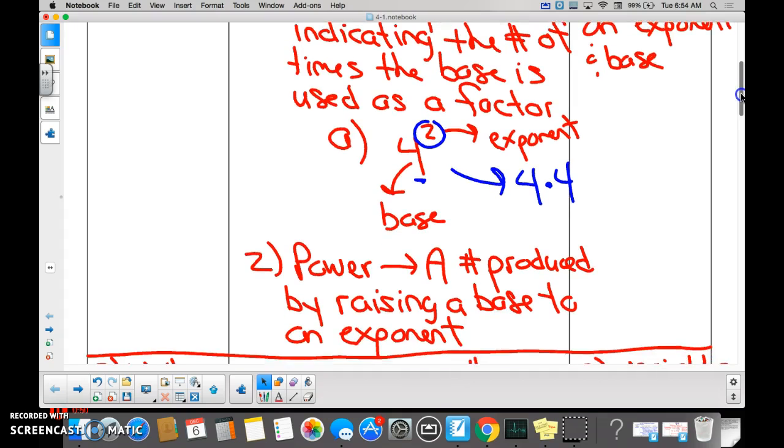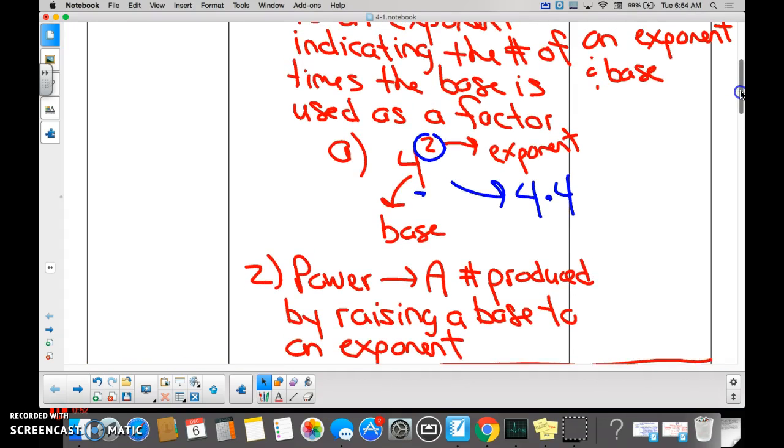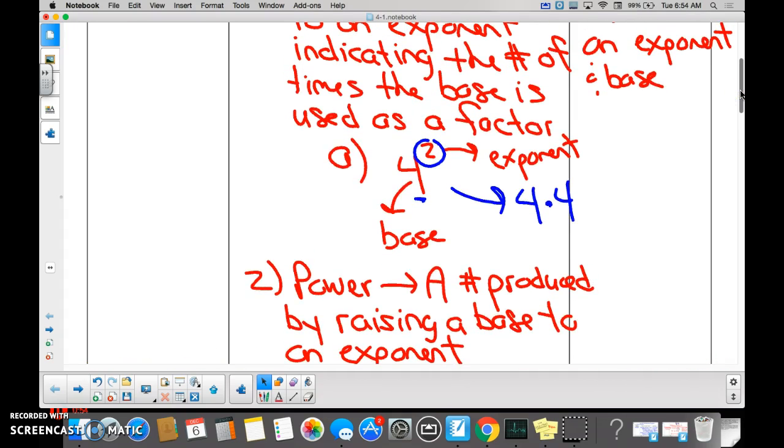Power is a number produced by raising a base to an exponent. We did talk about the fact that if you use 4 squared, the power is going to be 16, and that is totally correct. However, we said that it's wrong to say 4 raised to the power of 2. It should be 4 to the exponent of 2. That is actually incorrect. It can be called 4 to the power of 2 or 4 to the exponent of 2. So just to clarify that, we talked about it last week. That was incorrect. It is okay to say 4 to the power of 2.